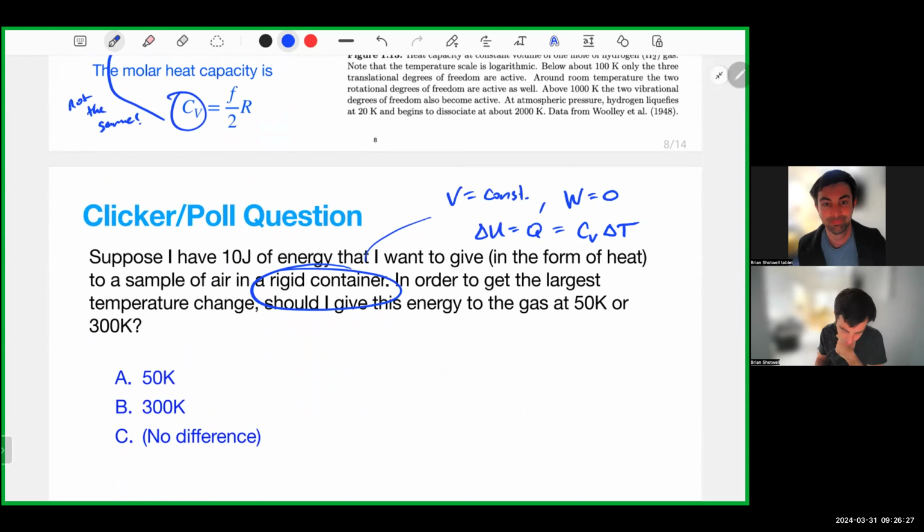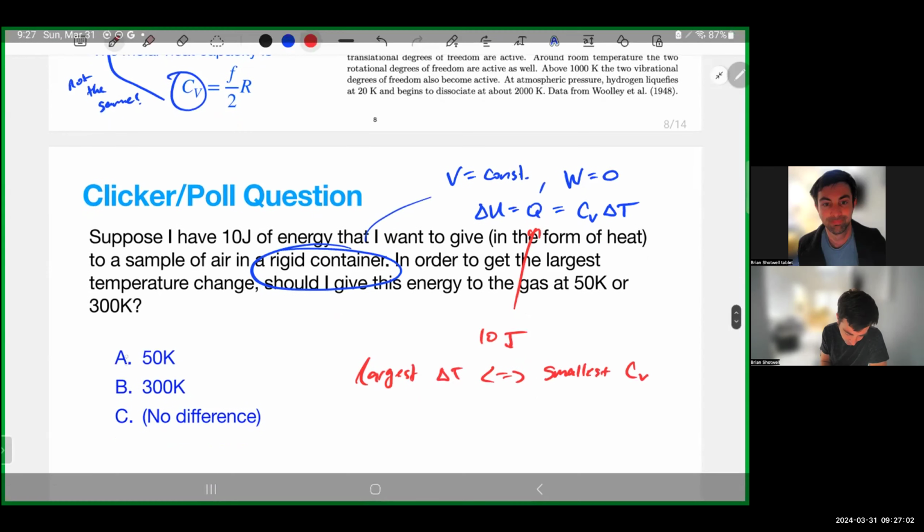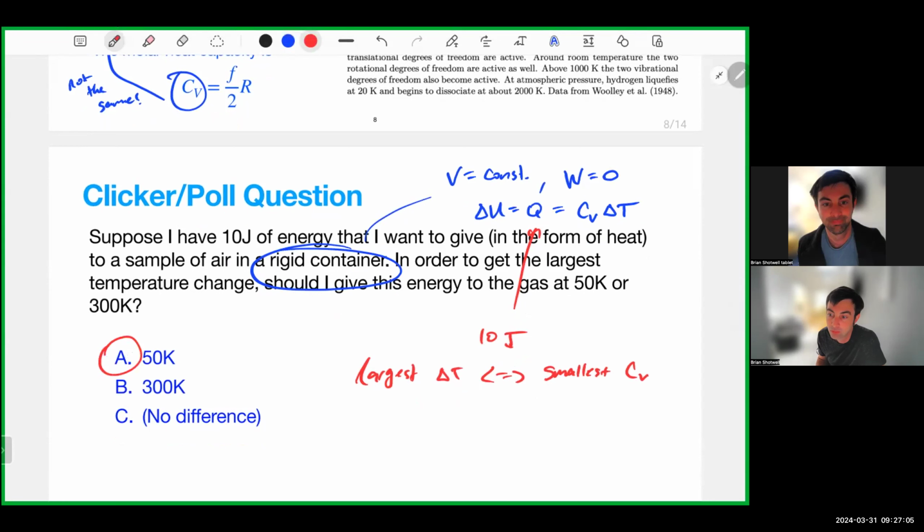Okay, I have 10 joules of energy that I want to give in the form of heat. So this Q right here is going to be 10 joules. In order to get the largest temperature change, the largest delta T comes from the smallest heat capacity, smallest CV, for a given amount of energy and given amount of heat in this case, because there's no work being done. So the smallest heat capacity will be with the lowest number of degrees of freedom, and this will happen at the lower temperatures, because here the molecules can only translate rather than rotate or vibrate.